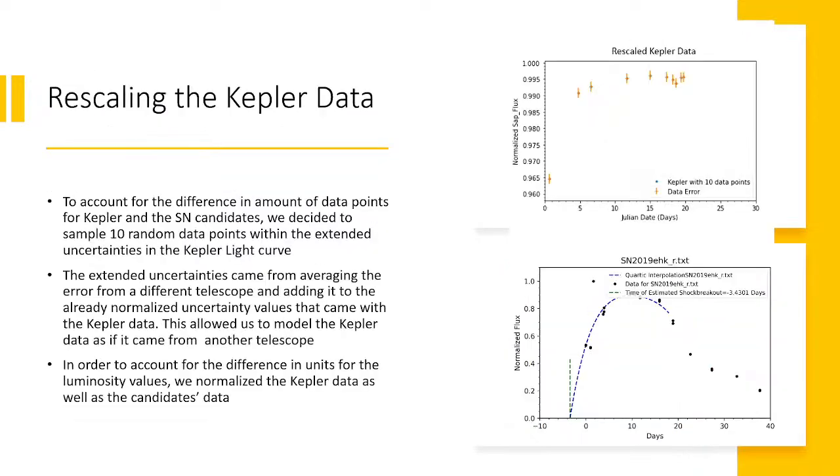Again, talking about the Kepler data, we had to make sure that it scales to a ground-based telescope. So we sampled 10 random data points from its first month of expansion and modeled it similarly to a ground-based telescope, such as Supernova 2019 EHK's results here. You can see above is the Kepler and below is the 2019 EHK, and they look pretty similar in those light curves.